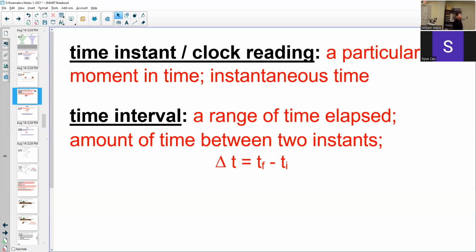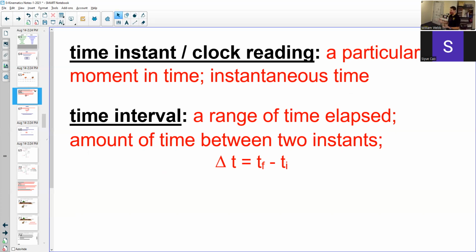Now, a lot of times, numerically, these two things will be the same. If I'm using a stopwatch, it usually starts at 0, right? And so when I stop it, that's the instantaneous time right when I ended the measurement. But it's also the elapsed time because it started at 0. So it's actually telling me both, right?